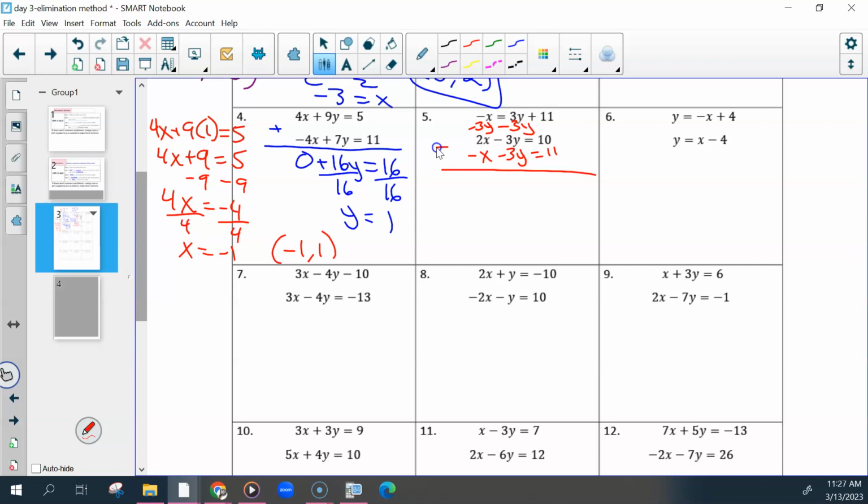So then 2x minus -x would give us how many x's? Then, minus 11 will give us negative 1. So when we solve this, we're going to end up with a fraction. That's okay. It happens sometimes.